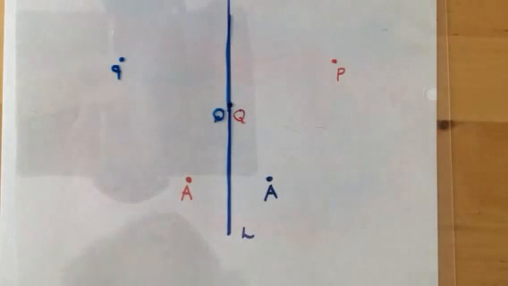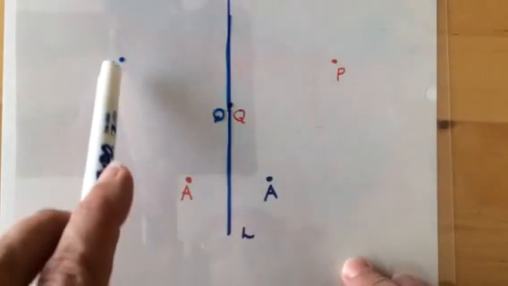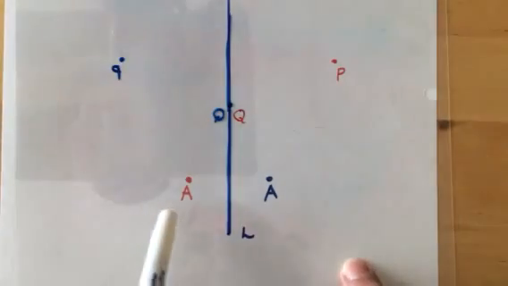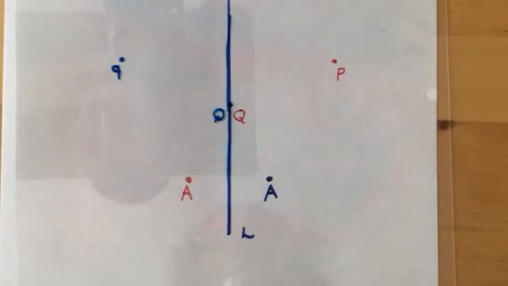So notice P, which was on this side, ended up on the other side of the line of reflection. A was here and moved over to the right, and Q didn't move at all. Q was a point on the line of reflection, and it stayed in the same location.